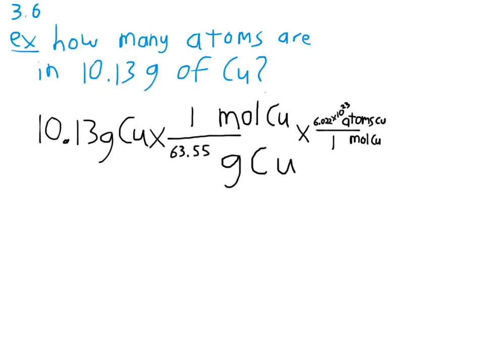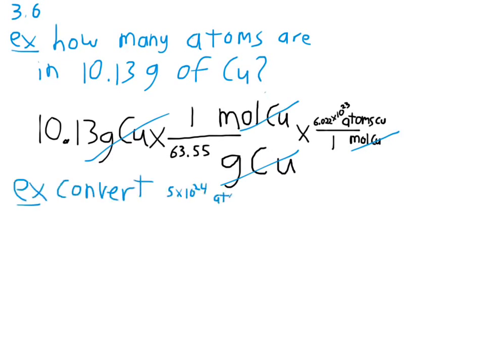So then on your calculator, well, first you should check and make sure all the units cancel out, except for what you want. And then in your calculator, everything on the top you multiply, anything on the bottom you divide. So I'd say 10.13 times 1 times 6.022 times 10 to the 23rd, and then divide 63.55, divide by 1. Next example.